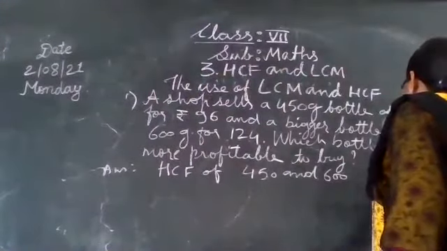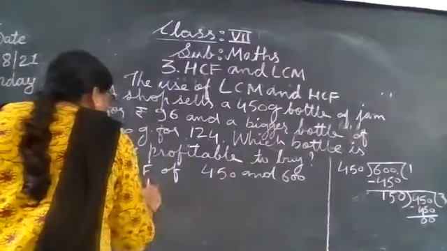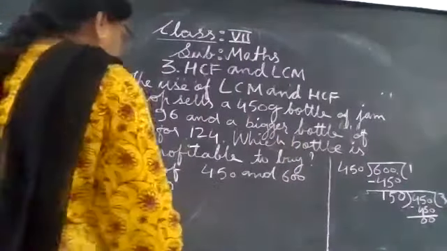Four 150s are 600. What is left? 0 minus 0 is 0. 10 minus 5, 5. And 5 minus 4, 1. Okay, 150. Now 450. 15 threes are 45. Means 150 threes are 450. So remainder is 0. Got it, madam? So HCF of 450 and 600 is 150.